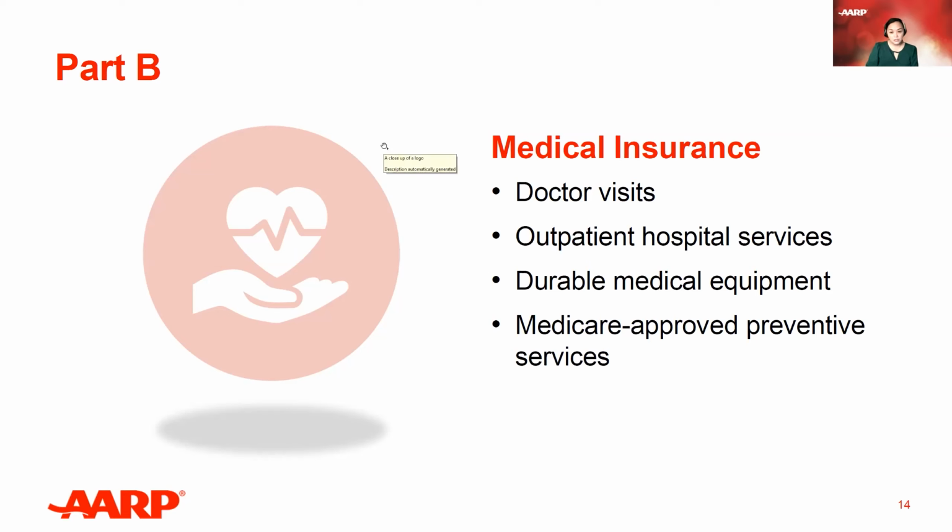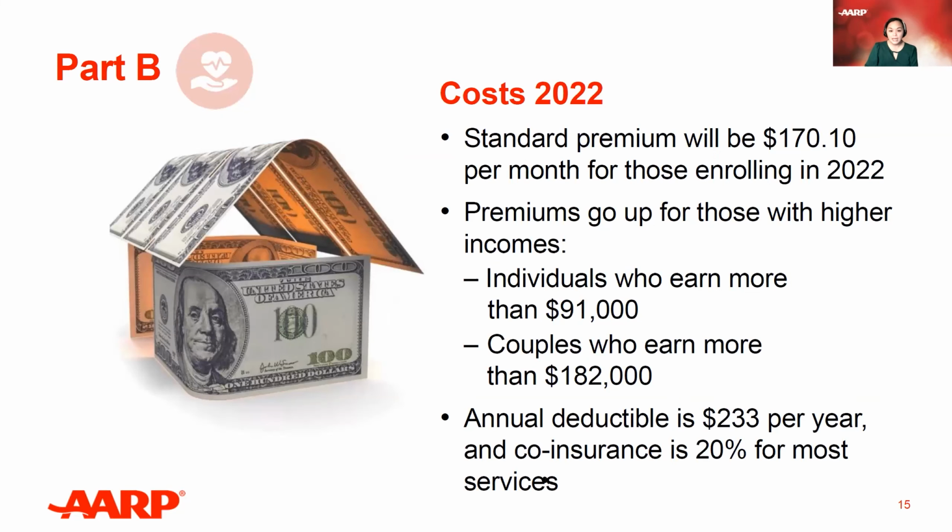Part B covers medical insurance. This is going to cover things like doctor visits, outpatient hospital services, durable medical equipment, so things like wheelchairs, walkers, possibly hospital beds, for example, rehabilitation therapy, laboratory tests, x-rays, mental health services, and some preventive services to help maintain your health and detect problems early when they are at a more treatable stage. These are Medicare approved preventive services. So think about your doctor's appointments, lab type of things. That's all going to go under Part B.